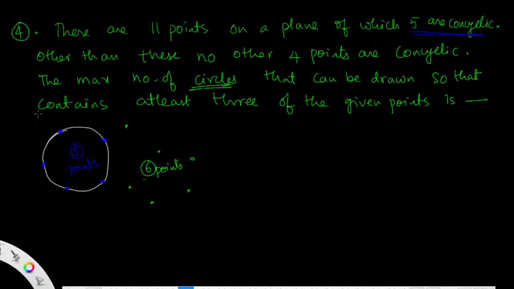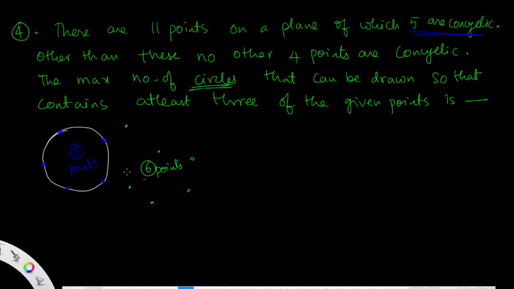Total 11 points, 5 are concyclic and the others are non-concyclic. Whether it is concyclic or non-concyclic is another issue. But the number of circles that can be drawn so that each contains at least 3 of the given points, so the number of cases we have to select. The unique choices are: out of the 5 points we have to make a selection, and then from the circle we have to choose the number of choices, and out of the remaining 6 points we have to select the non-collinear points.